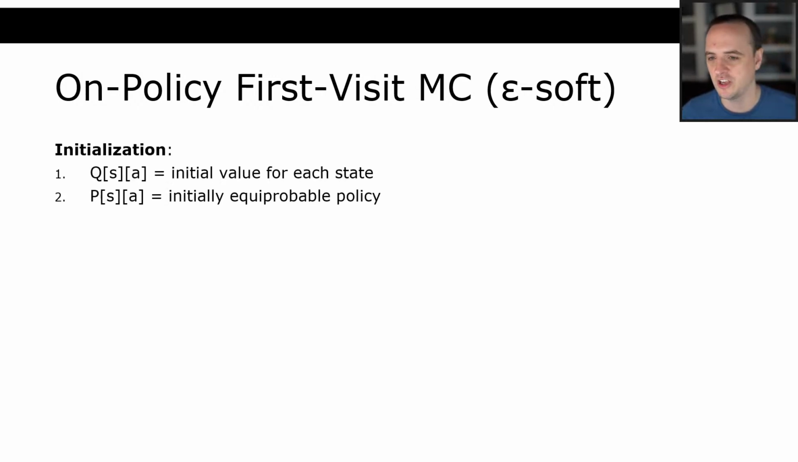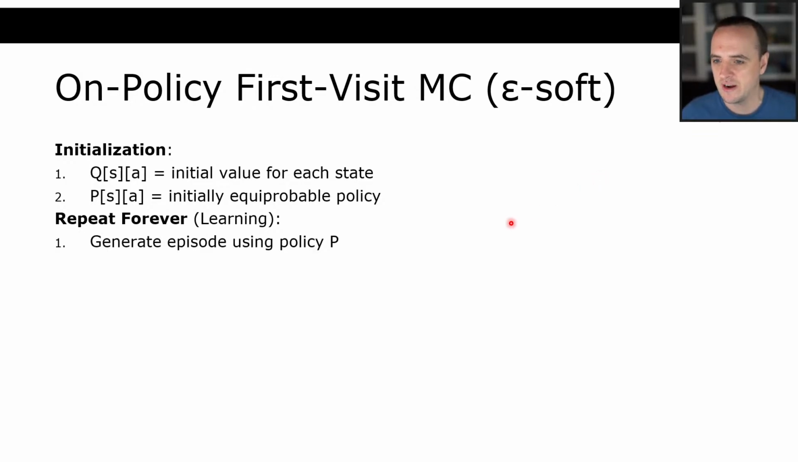So our initialization is the same as before. We're going to have some initial value, maybe 0, for all of our state-action value estimates. We're going to have a policy, maybe we just take a random policy at the start, but this tells us our probability of choosing each action at each state. And then we repeat forever, however long we want to do the learning. We generate an episode using our policy.